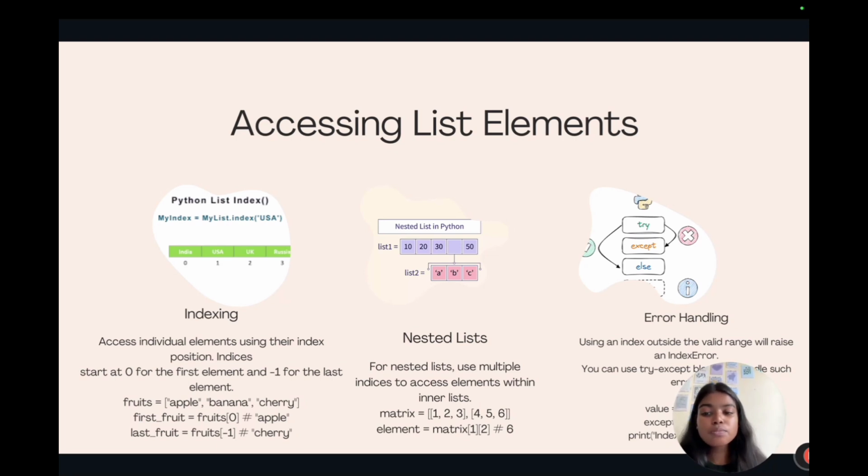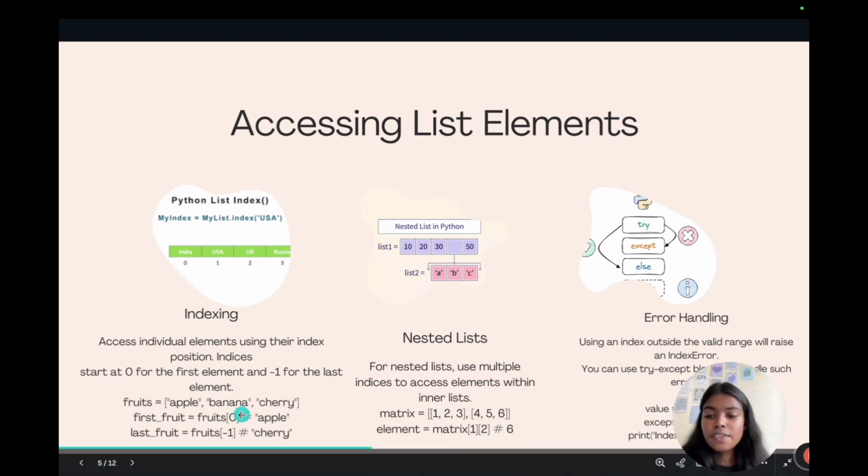Indexes will start from 0 for the first element, and if we are taking from the negative side, it will start from -1. So I'm taking an example of fruits, that is apple, banana and cherry. Apple is at 0th index, banana is at first index and cherry is at second index. But if I'm taking negative indexes, then cherry is at -1 index, banana at -2 and apple at -3 and so on. So if I write index 0, it will return apple, and if the index value is -1, then it will return cherry.